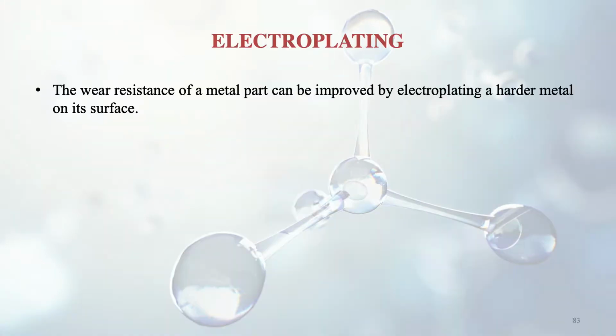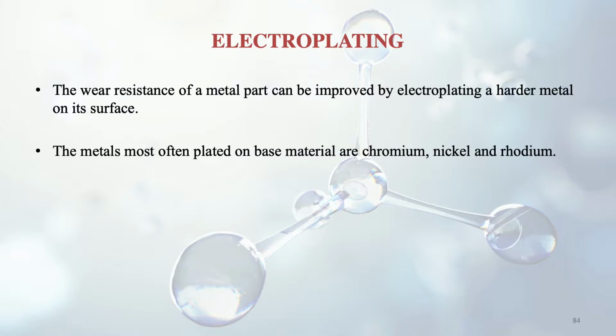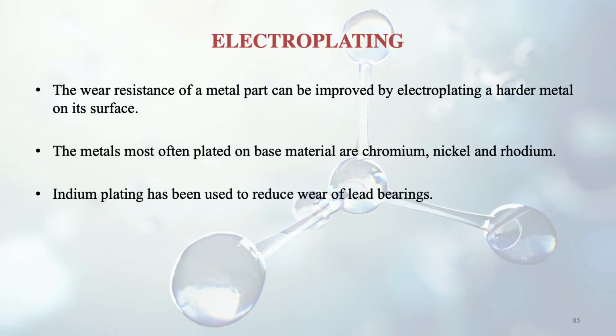So the very first one is electroplating. What is that? The wear resistance of a metal part can be improved by electroplating. How? By electroplating a harder metal on the surface, thereby preventing abrasion. The metals most often plated on base material are chromium and nickel, which increase the hardness, and rhodium also. And indium plating has also been used to reduce the wear of lead bearings.